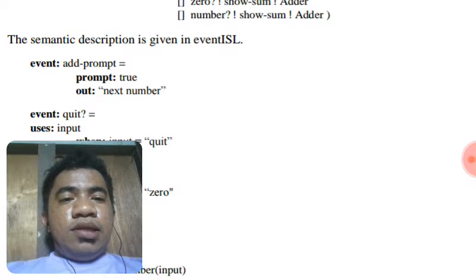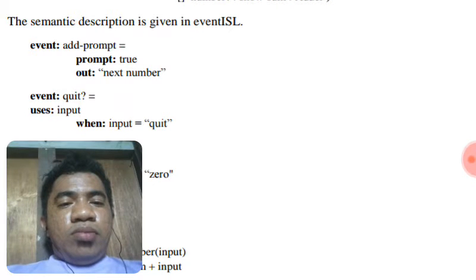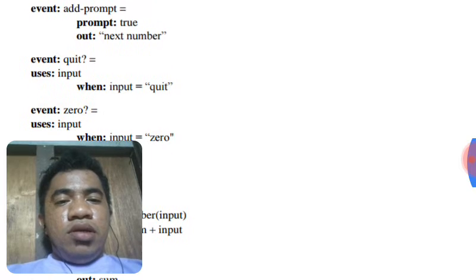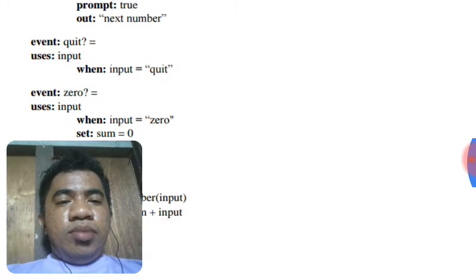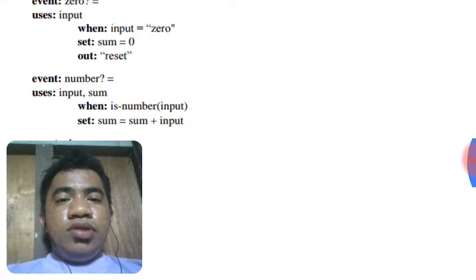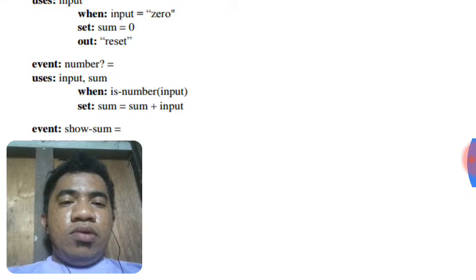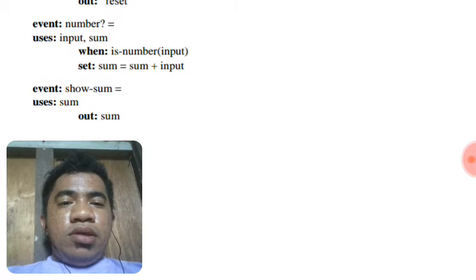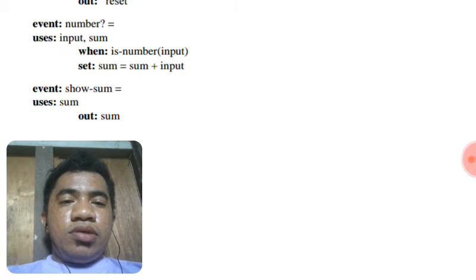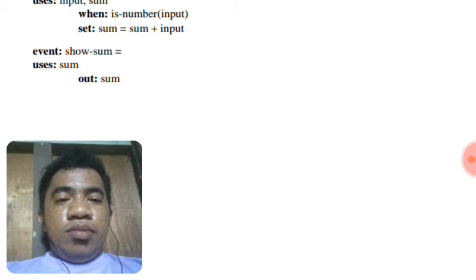The semantic description is given in event ESL. Event at from true out next number. Event quit uses input when input equals quit. Event 0 equals uses input when input equals 0. Set sum equals 0, out reset. Event number equals uses input or sum when input is a number. Set sum equals sum plus input. Event so minus sum equals uses sum out sum.